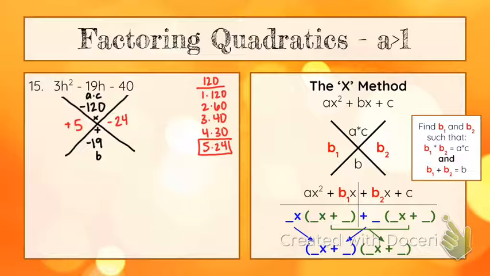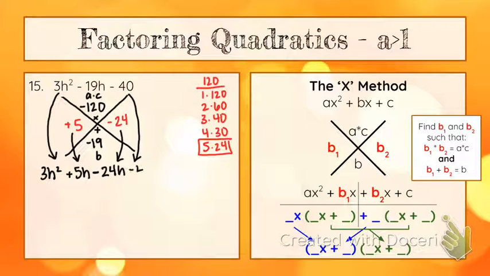Okay, so now we are going to bring down all of our pieces. So we have 3h squared, and then we're going to bring down this and this and this. And I think making these symmetrical arrows helps keep me organized. So we have 3h squared plus 5h minus 24h minus 40. And I'm going to write over our b values in red just to help us keep them straight.